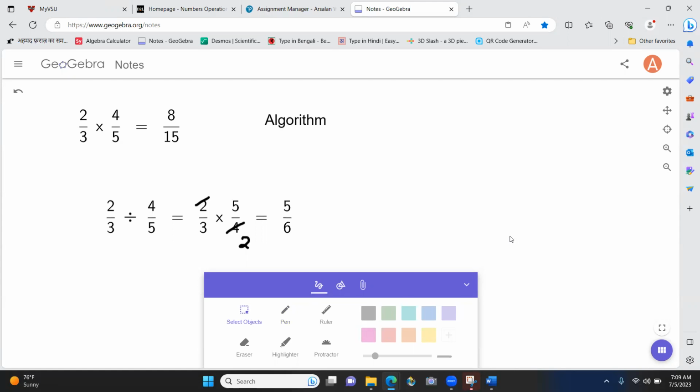We're going to be showing you what it really means to multiply and divide two fractions. Okay, we're going to try to understand what it really means. All right, we're going to move on.